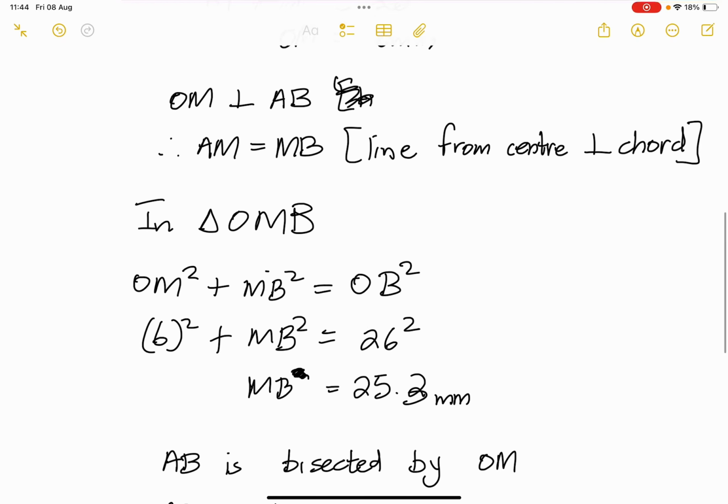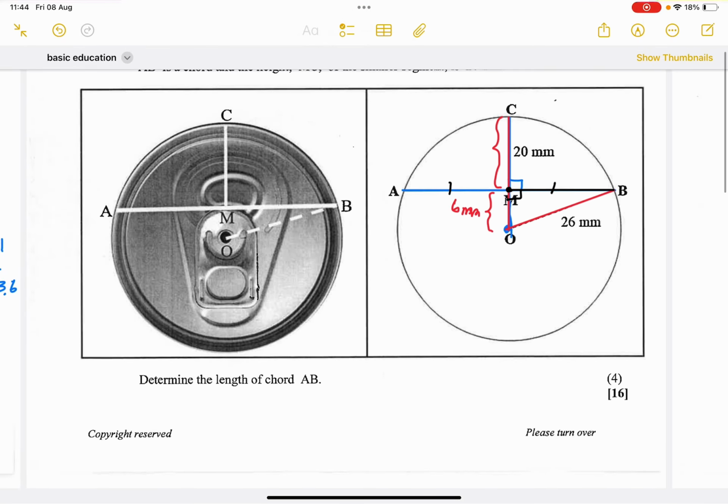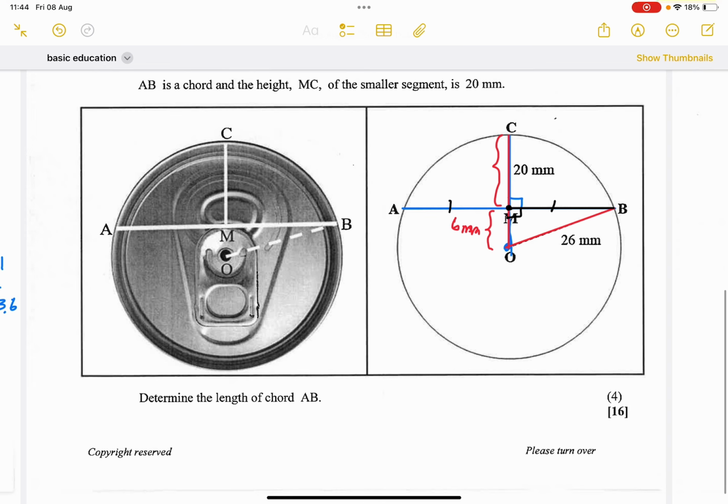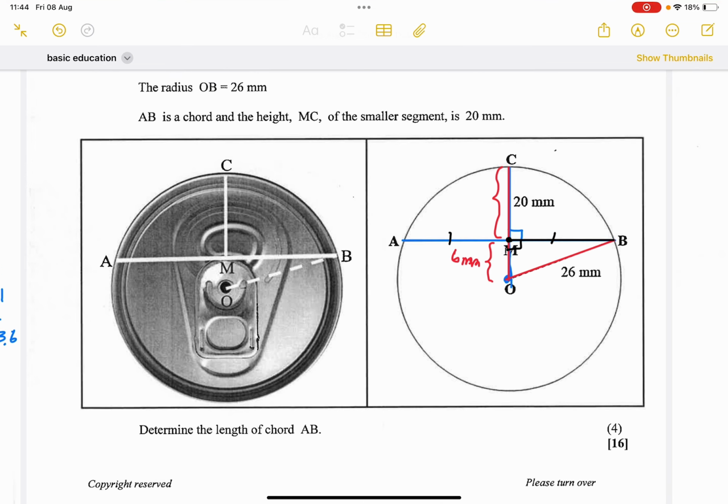And that is how the cookie crumbles, ladies and gents. These questions just require a little bit of creativity here and there, but that is how we would have answered this question. I hope that was clear.